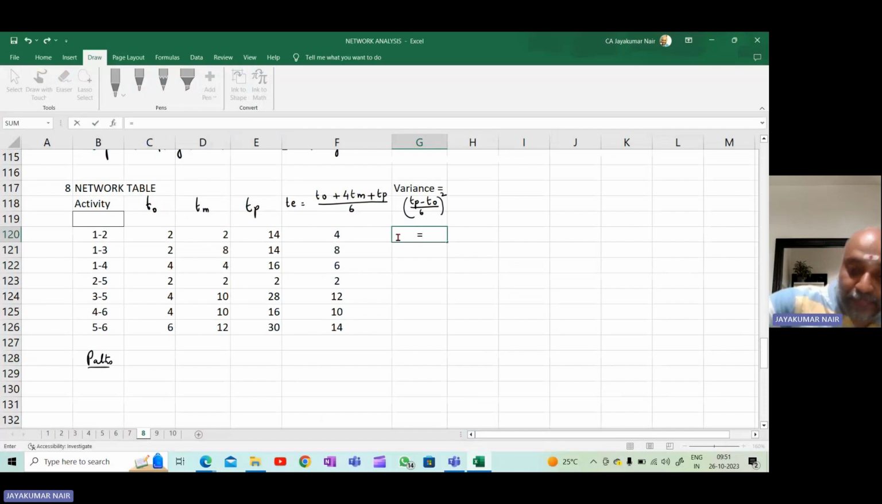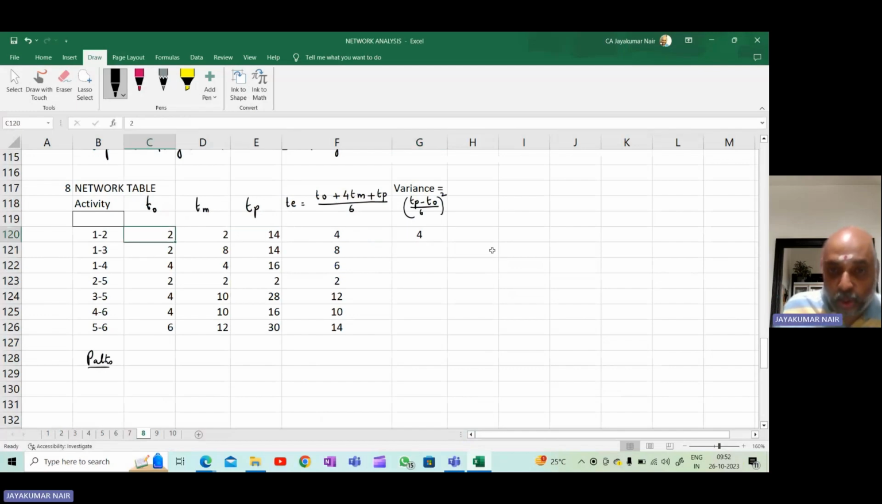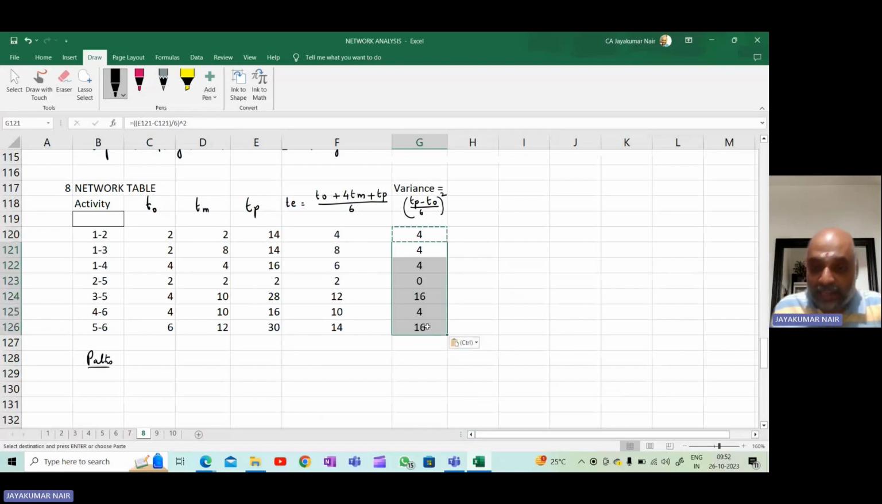It is TP minus TO, divided by 6, the whole squared. The whole squared will give you the variance. TP minus TO by 6, the whole squared will give you the variance. So you can compute the variance for all the activities. So I have computed the variance for all the activities.